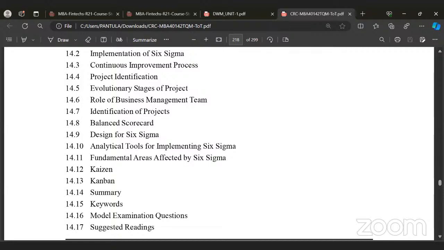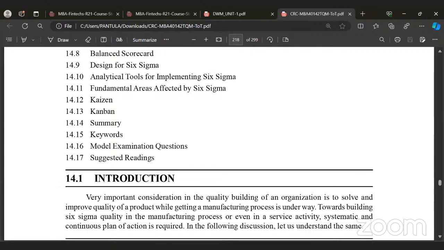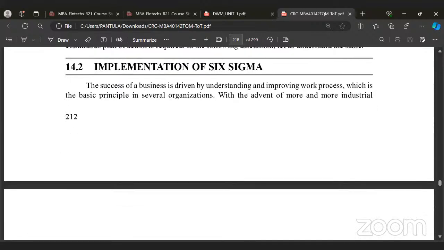We can identify projects, evaluate the stages of the project and the role of the business management team: identify project, balanced scorecard, design the Six Sigma. Here it is very important to consider building a quality organization. It improves quality of the product while the manufacturing process is underway. So towards building Six Sigma quality in the manufacturing process or even service quality, a systematic and continuous plan of action is required. The following is the discussion: implementation of Six Sigma.